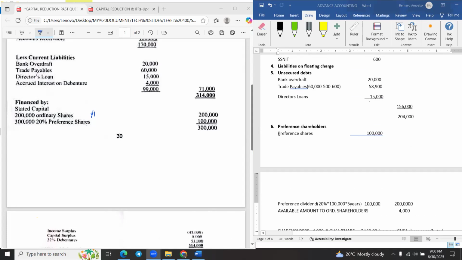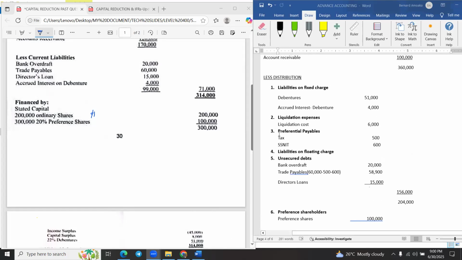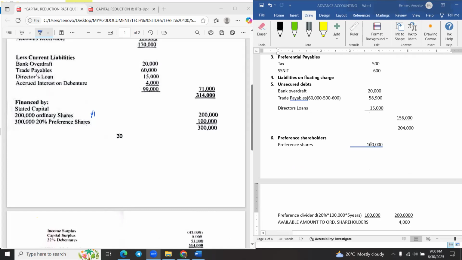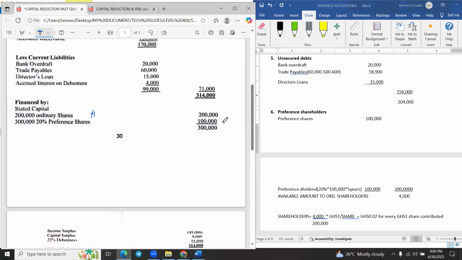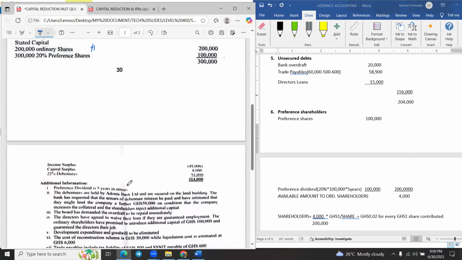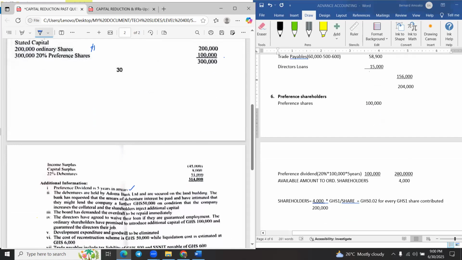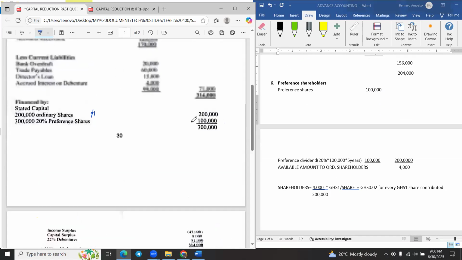Okay, so what we said is that after paying everybody, when we get to the preference shares, we realized that they contributed 100,000. And they had some dividend in arrears to be paid them, so we would also pay that one. Once we pay that, we'll be left with 4,000 to give to ordinary shareholders. These ordinary shareholders have 200,000 shares, and we have 200,000 in value.